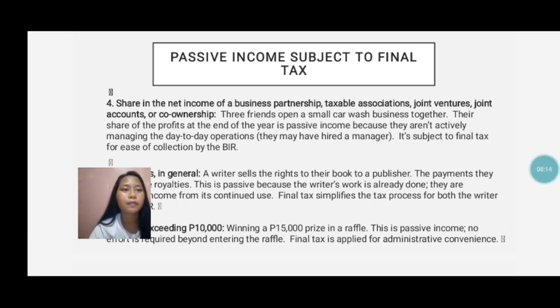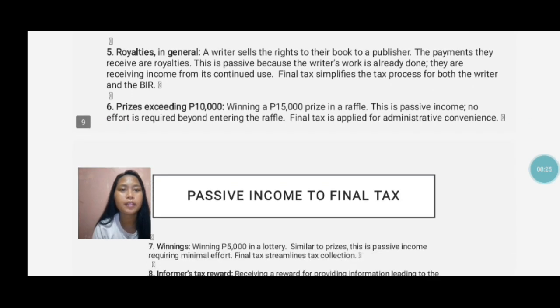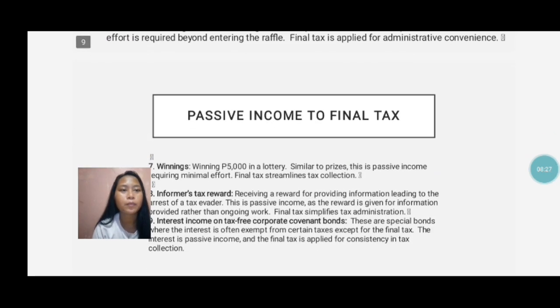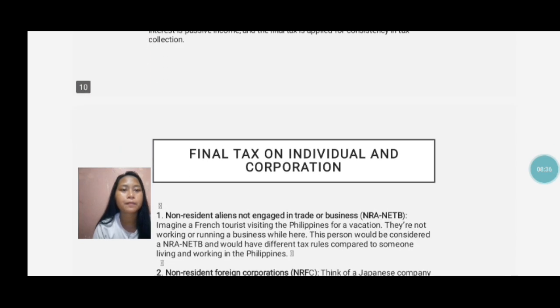Passive income subject to final tax. Share in the net income of a business partnership, taxable association, joint ventures, joint accounts or co-ownerships. Royalties in general. Prizes exceeding a certain amount. Winnings, informer's rewards, interest income on tax-free corporate covenant bonds.